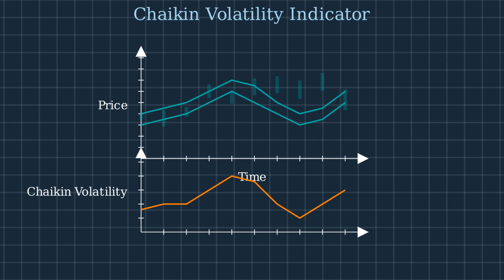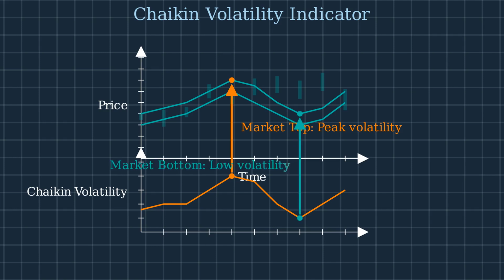Let's look at a different example to see how this works. A market top often occurs when volatility reaches a peak. Notice how the Chaikin indicator reaches its highest value at the same time prices peak. Conversely, market bottoms often form when volatility is low before beginning to increase. See how the Chaikin indicator bottoms out just as prices find their low point before rising again.